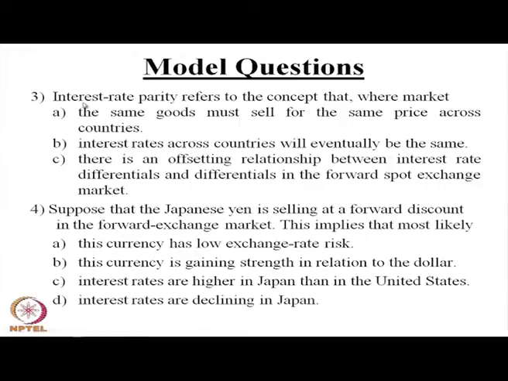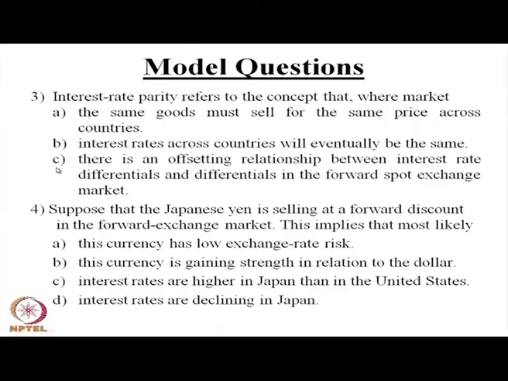So, here what we are discussing, interest rate parity refers to what? Interest rates across countries will eventually be the same? No, it is that there is an offsetting relationship. Interest rate parity is mentioning there is an interest rate differential, and if there is an interest rate differential, there will be movement of currency from one country to another country, and it will reflect in the future spot exchange rate. So, for question number 3, the solution is C.